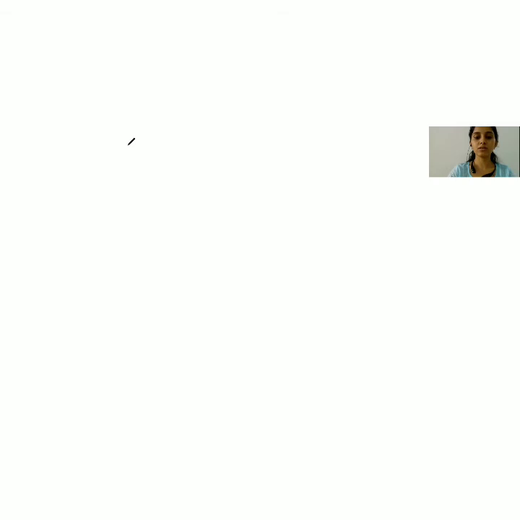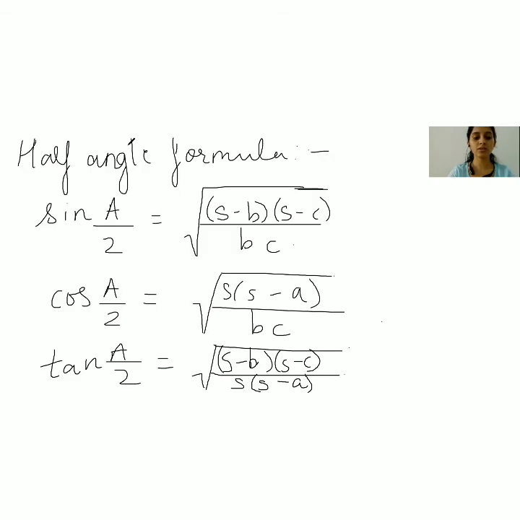So similarly, from sine A, cos A, tan A, we've got sine A by 2, cos A by 2, tan A by 2. Similar ratios can be written for sine B by 2, cos B by 2, and tan B by 2. And the third angle, that is C by 2: sine, cos C by 2, and tan C by 2. Okay, so we can write it for the other angles as well.